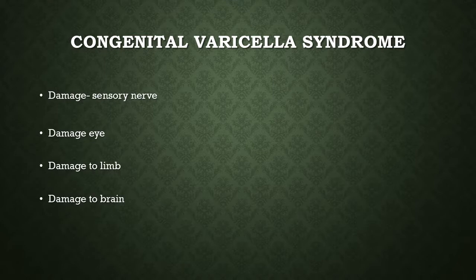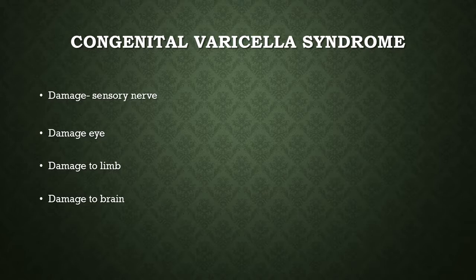Congenital varicella syndrome. If the mother between 6 to 20 weeks of pregnancy is affected, around 25% of the neonates are affected by it. If the mother becomes affected between 6 to 12 weeks, the limb development is involved. And if the mother between 16 to 20 weeks is affected, the eye and the brain get involved. There are various manifestations of congenital varicella syndrome.